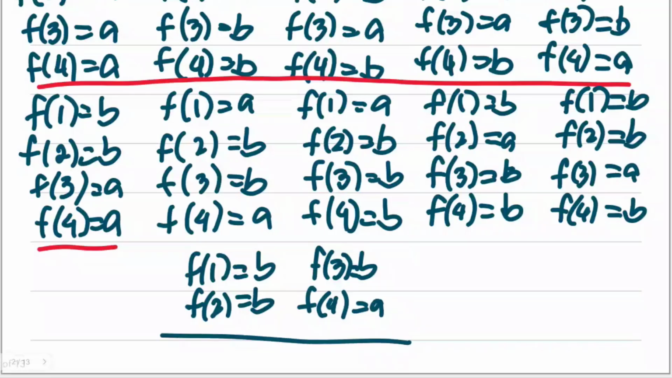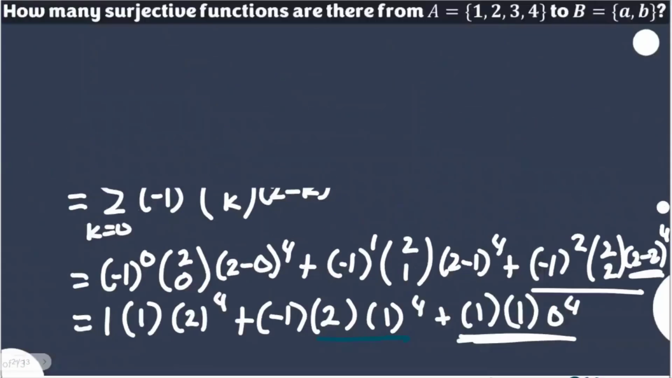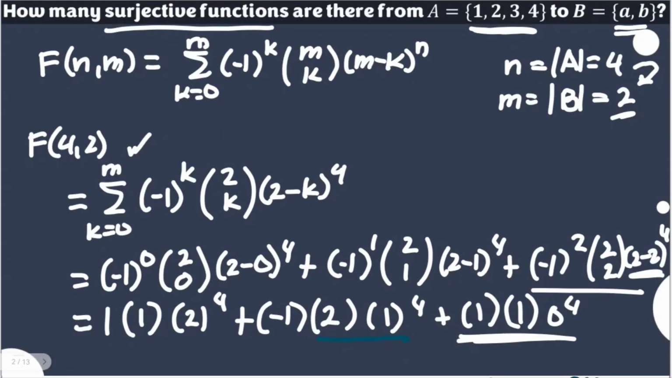So you have 1, 2, 3, 4, 5, 6, 7, 8, 9, 10, 11, 14. Yes, there are 14 surjective mappings for the given sets. We have A, 1, 2, 3, 4, and B, A, and B. Okay? So that's the illustration.